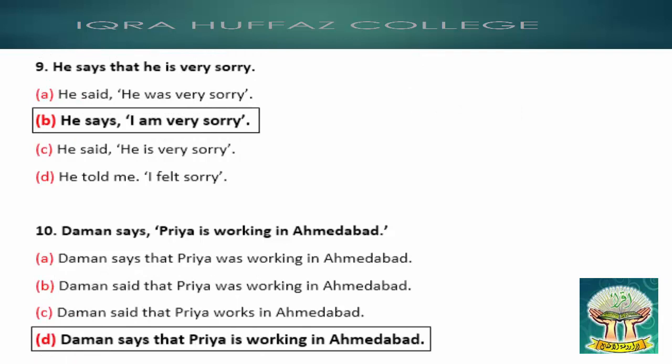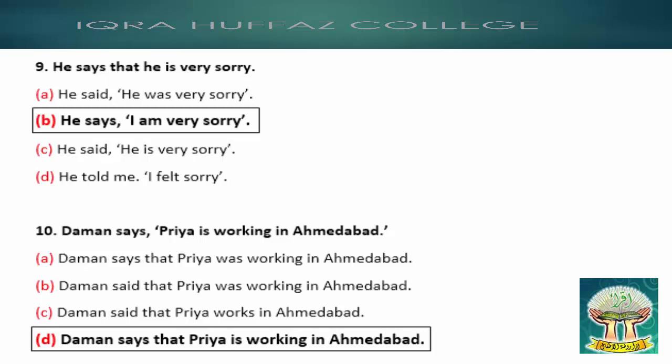Sentence number 9. He says that he is very sorry. When we have a present reporting verb, which is says here in the sentence, we do not make a change in tense in the reported speech. Option number B is correct here. Otherwise, in all the other 3 options A, C and D, the reporting verb is in past. Like in option A, he said. In option C, he said. In option D, he told me. So the only correct option is B.